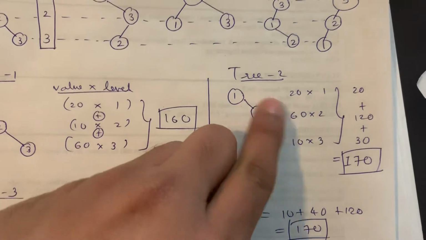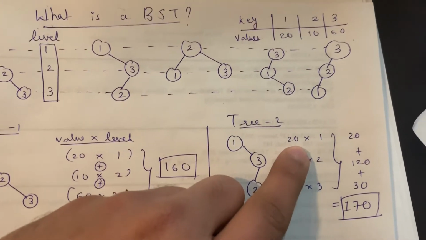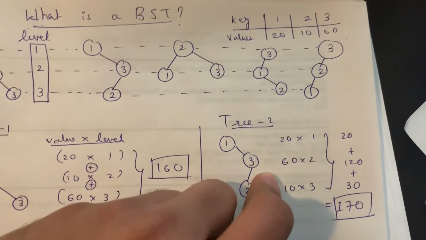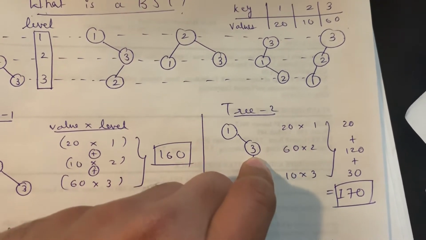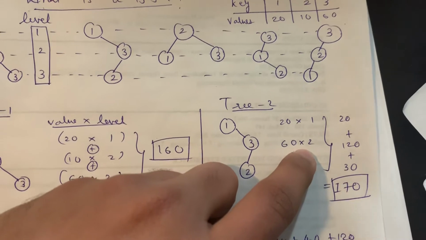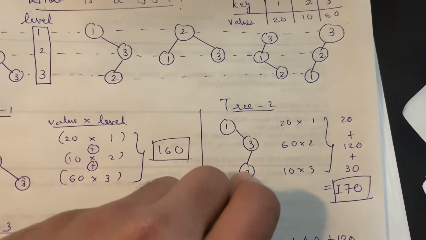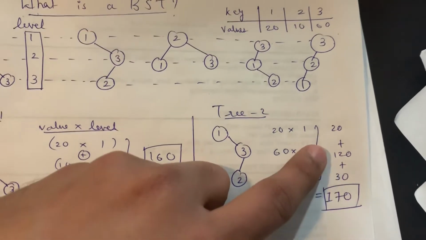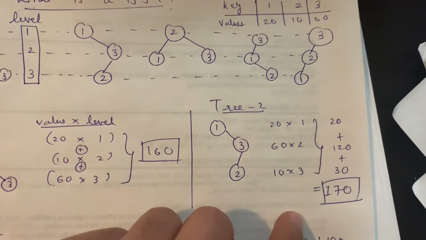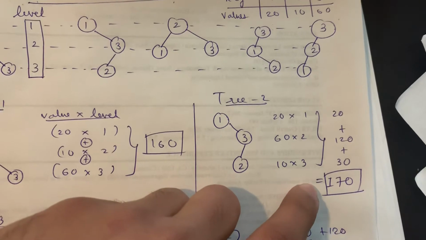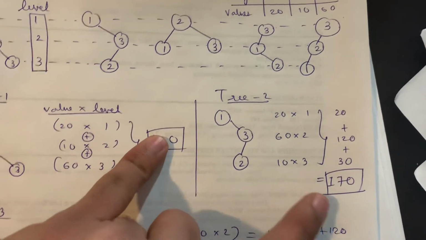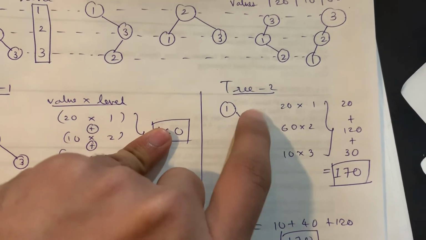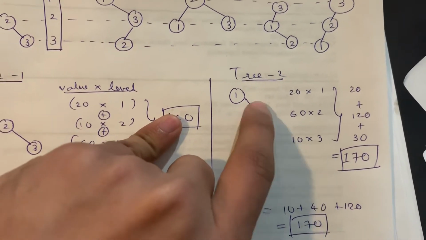Let's move on to the next one. Here you can see the value attached to key number 1 is 20, so 20 multiplied by 1. Key 3 is 60, but the level is 2 now, so 60 multiplied by 2. And for key number 2, we have value 10, but level is 3, so multiply by 3. So we have 20 plus 120 plus 30, that gives us 170. Okay, so that's worse than the first one we had, so we can already just ignore it. We're pretty sure that this is not the optimal BST.